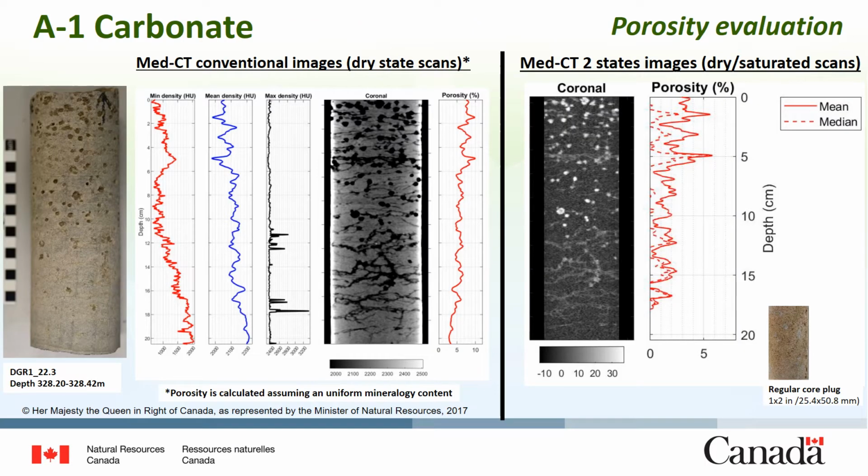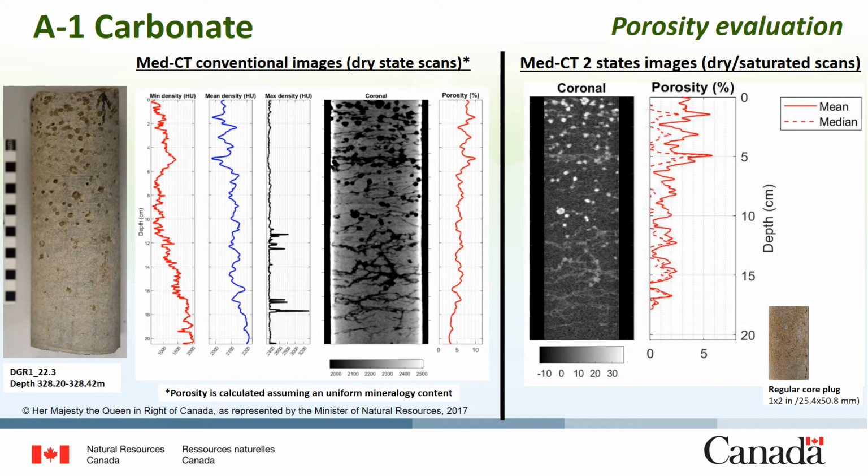Moving on now to the results section of this presentation. On the left-hand side, the figure illustrates the typical results one can get from scanning a sample the conventional way in a dry state. In this instance, the porosity is calculated assuming a uniform mineralogy of calcium carbonate, and hence a uniform density through the entire sample. On the right-hand side, the figure illustrates the result of the two-stage saturation methodology. So in black and white, the coronal section illustrates the amount of water that was replacing the airspace after the saturation technique.